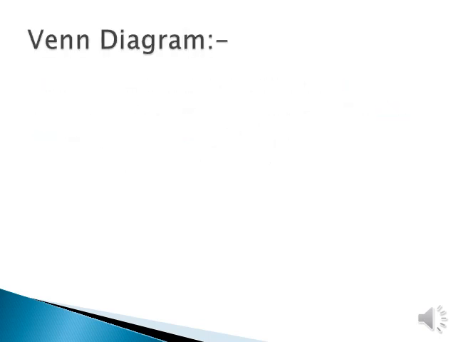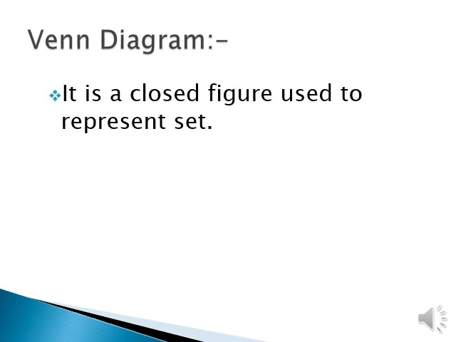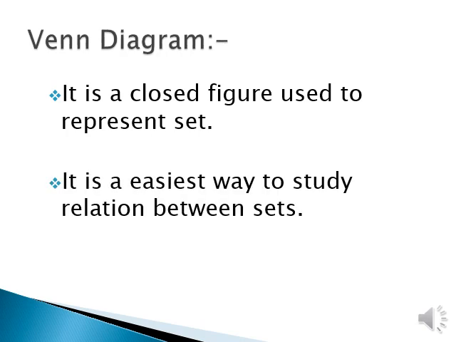Venn diagram. Now this Venn diagram is a pictorial form of writing the set. It is the easiest way to represent a set. It uses a closed figure to represent the set. Using this Venn diagram, we can show the relations between two sets very easily. Afterwards, we are going to see some examples related to relations.